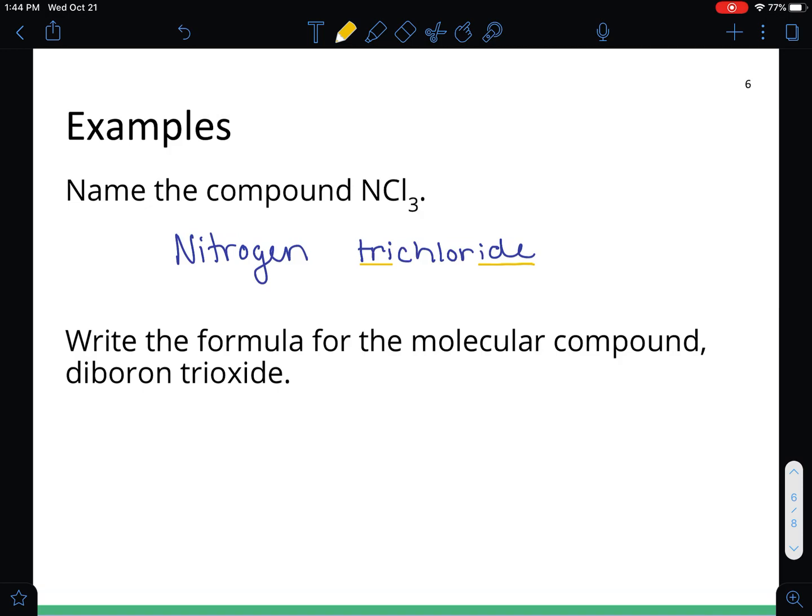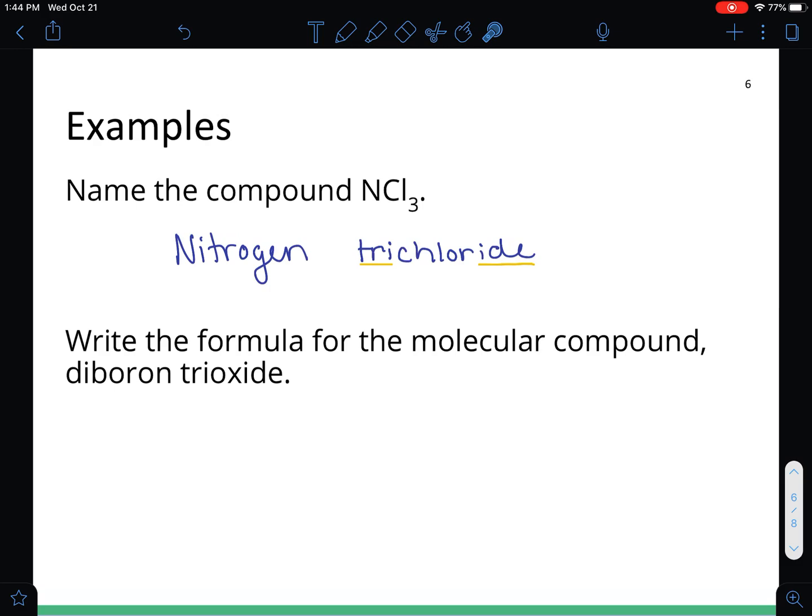All right, and some technical stuff. Make sure that there is always a space in between the first element and the second element, but there is never a space between the prefix and the element, nor is there a hyphen. There's also not a space or a hyphen between the element's base and the IDE ending.